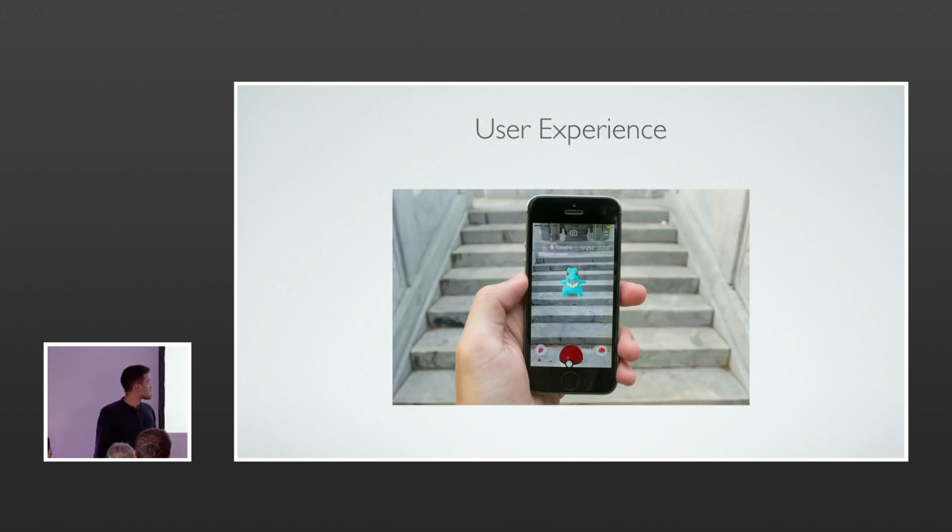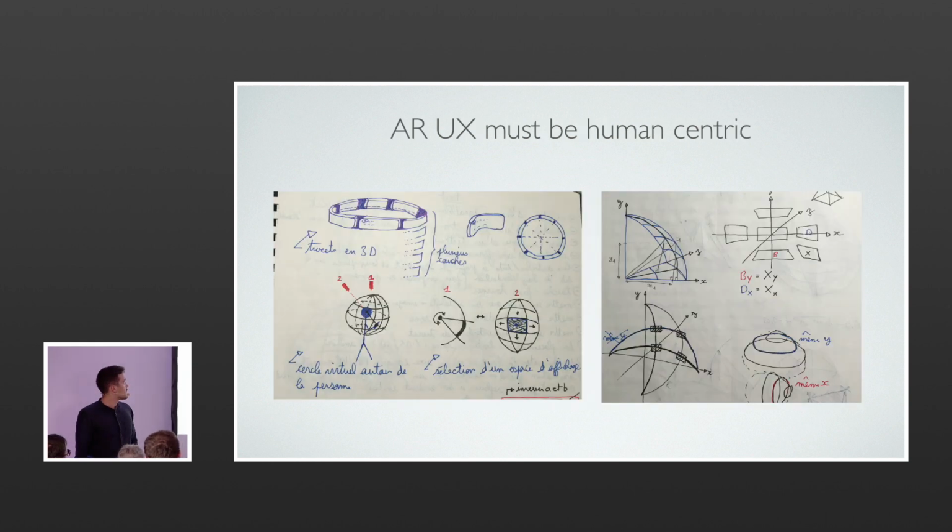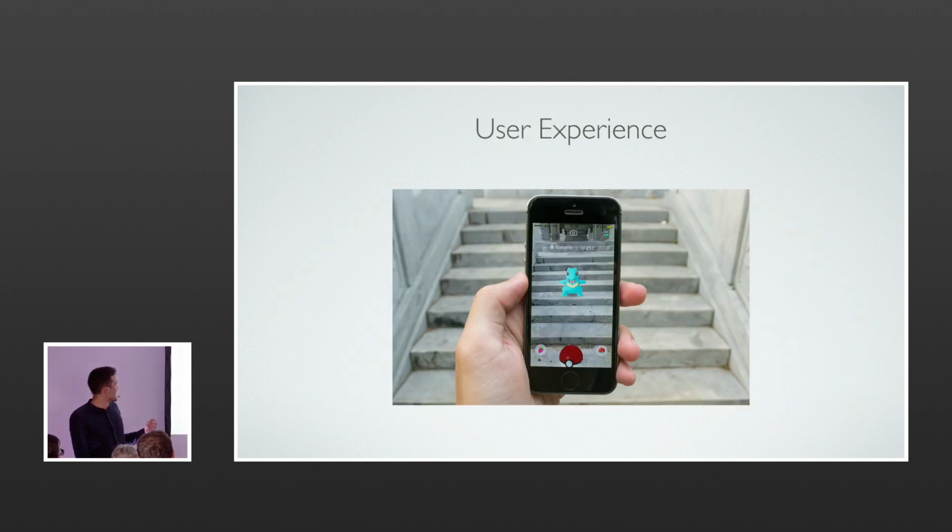About the UX, we have a lot in mind. I think one of the first things was a Pokemon game on an iPhone, because it blew up and everybody loved it, even though it was the very beginning of AR. So this is one of the first things.